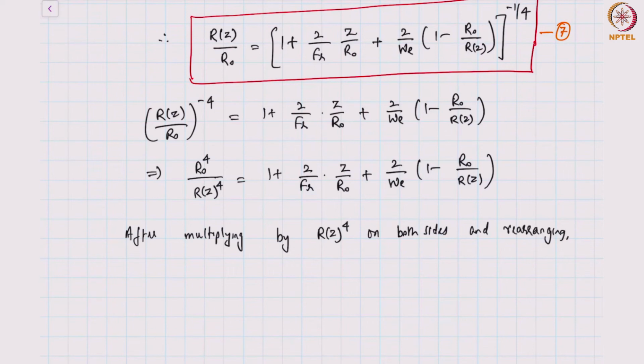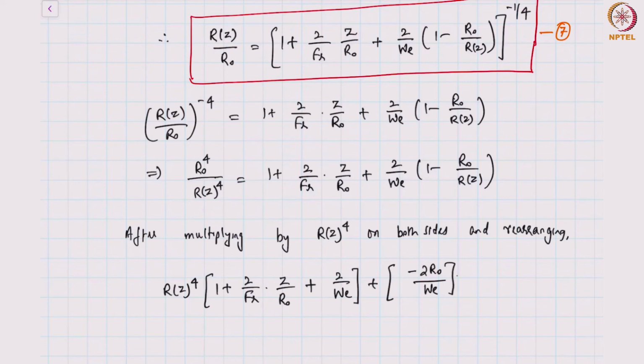We get an expression of the form r of z power 4 multiplied by 1 plus 2 by Froude number z by r naught plus 2 by Weber number. This is the first term, the fourth power. Then I have a cubic term which is minus 2 r naught by Weber number times r of z cubed, and then I have r naught power 4 is equal to 0.